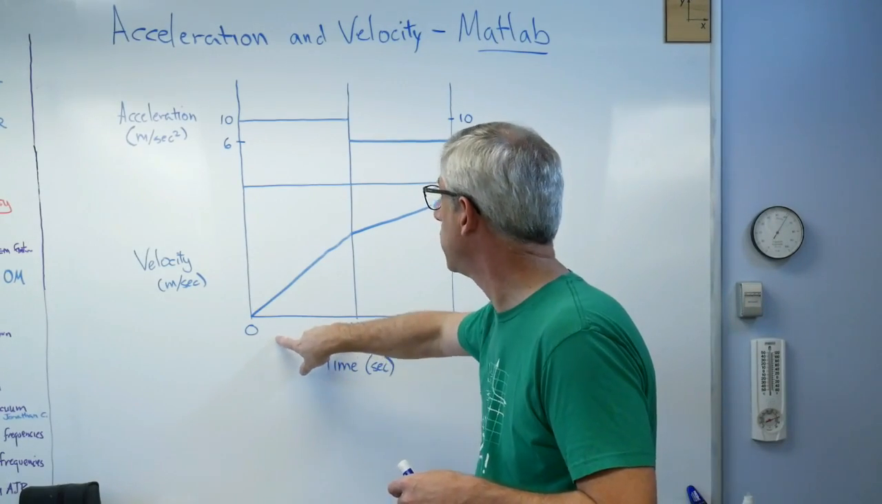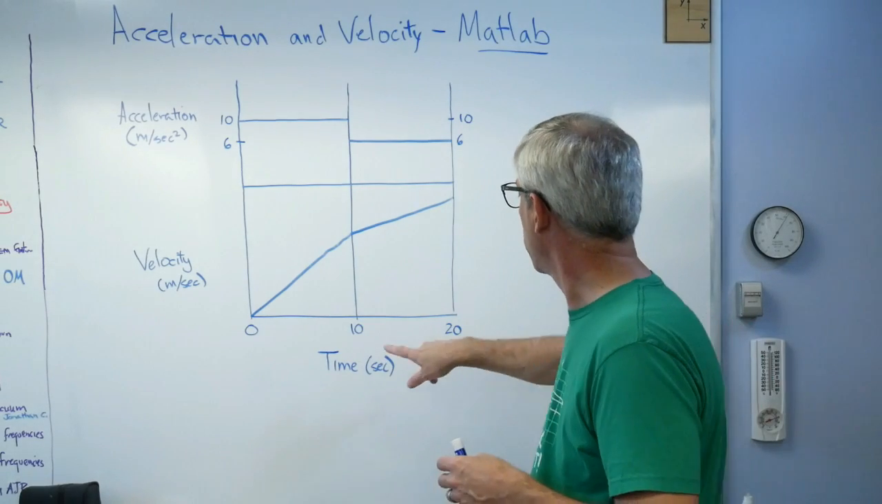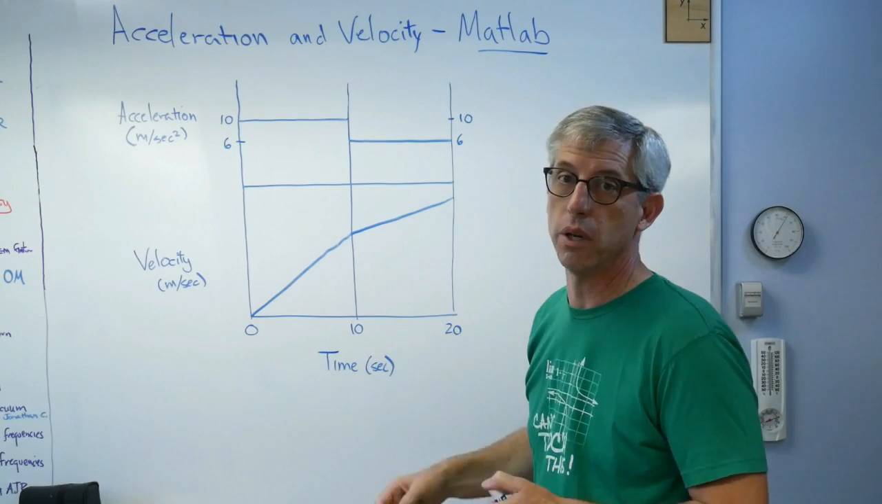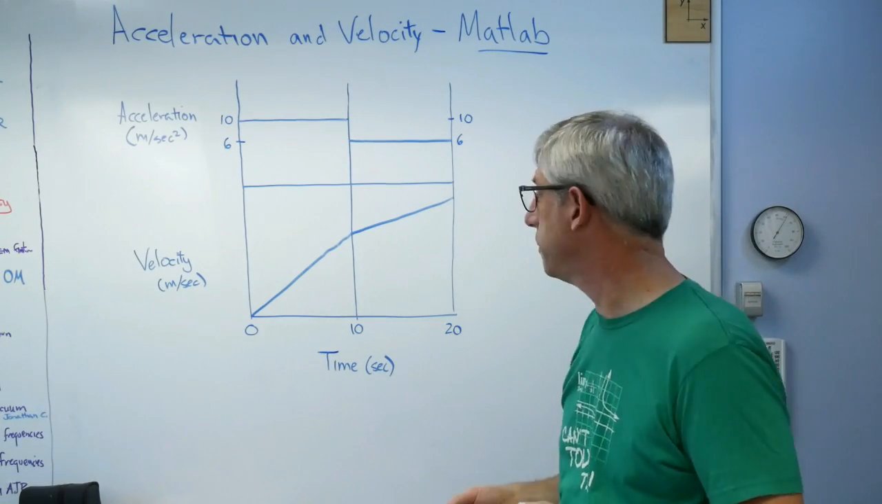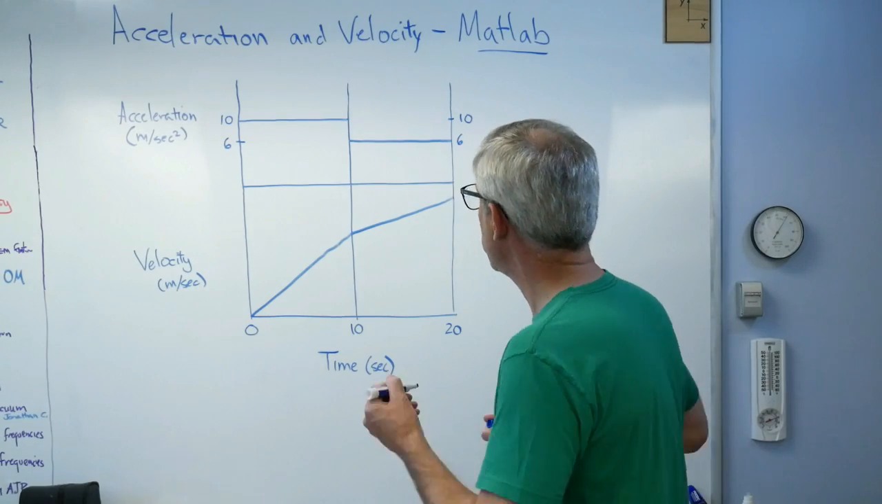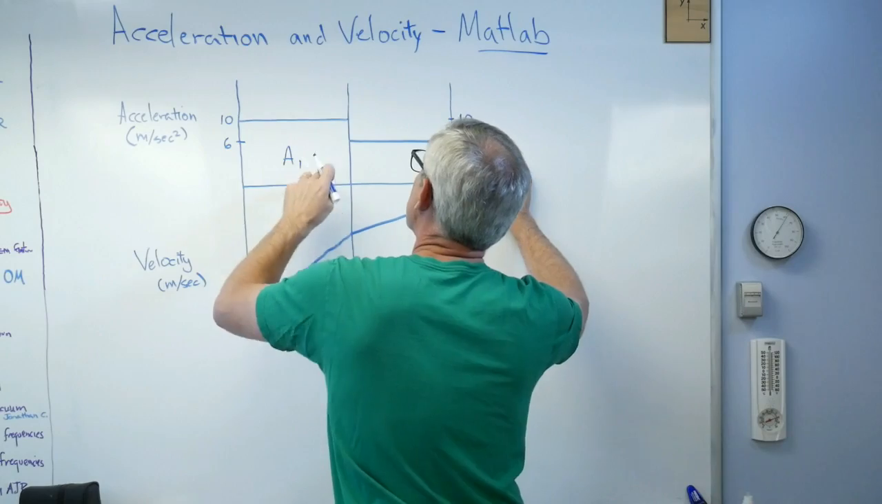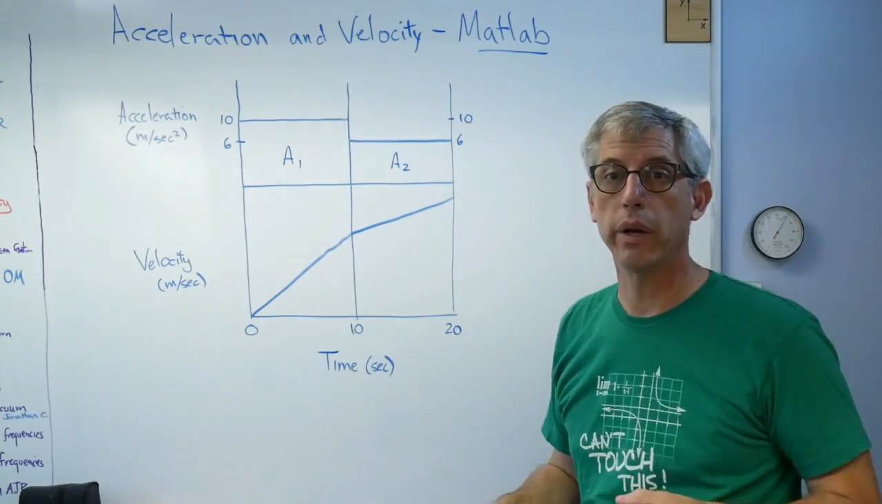From 0 to 10 seconds, the acceleration is 10 meters per second squared, pretty much a g. From 10 to 20 seconds, it accelerates at 6 meters per second squared, pretty much 6/10 of a g. So the way this works, if you do the plot this way, the area in this box right here, I'm going to call area 1, and that one I'm going to call area 2.